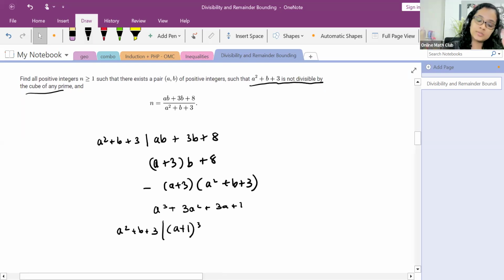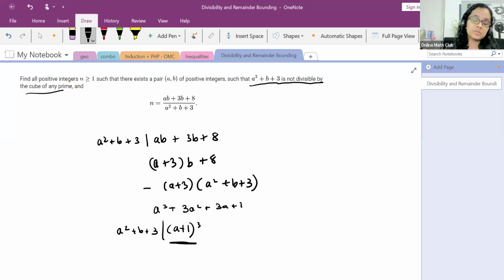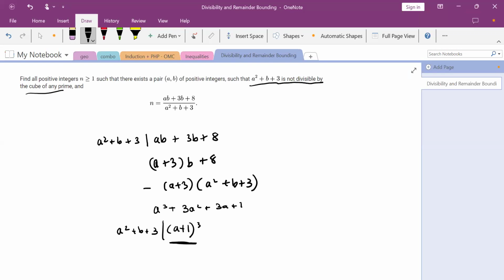So now you have that a square plus b plus 3 is not divisible by the cube of any prime, right? And you're also saying that it divides this thing which is a cube. Since you know that it's not divisible by the cube of any prime, can you reduce this to something smaller in a different way, just using the primes? Try to think about that. A square plus b plus 3 divides a plus 1 whole square.